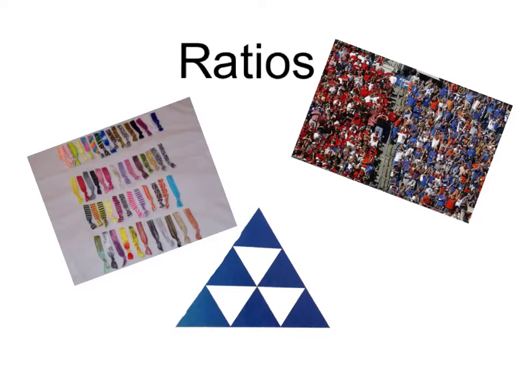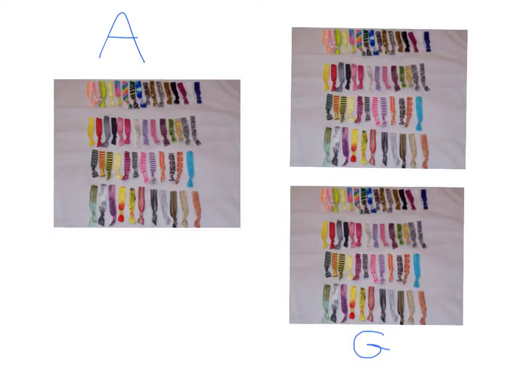So we're going to talk about ratios now, and let's just talk real quickly. I think we should all know what the word ratio means, and that is a comparison of two quantities. And you may be asking yourself, what do Florida and Georgia fans, triangles, and hairbands have in common? The answer? Nothing. So let's look at a very simple ratio here.